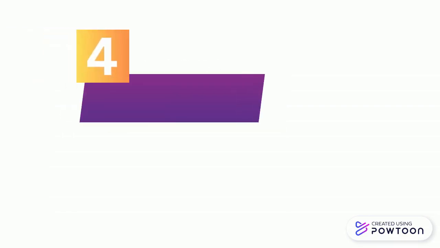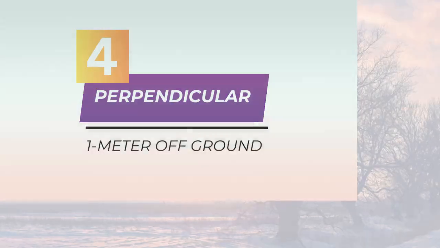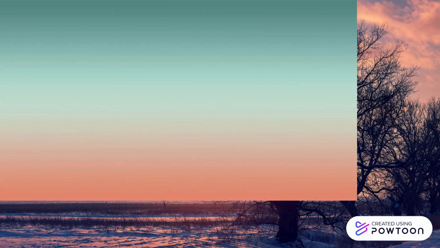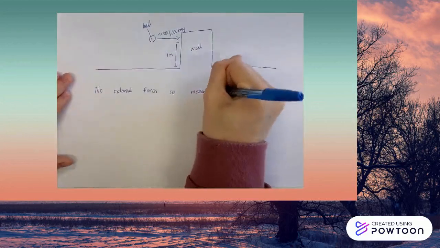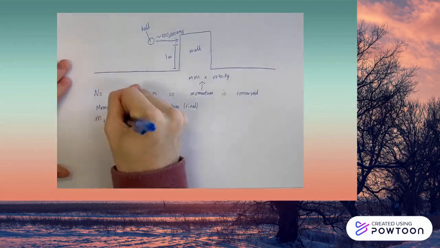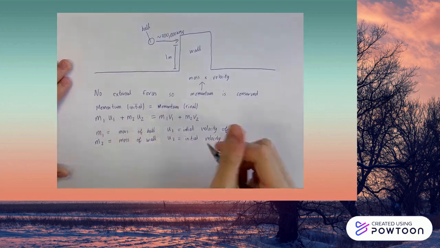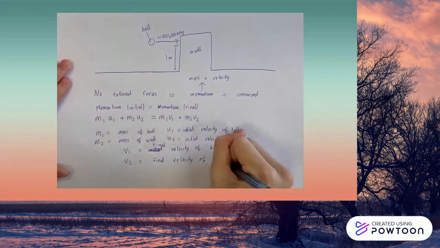Finally, let's assume that the ball hits the wall completely perpendicular to the wall and at 1 meter above the ground. Now that we've gotten that out of the way, let's set up our experiment. There are a few physics principles that we will apply. First of all, because we stated earlier that there are no external forces, momentum is conserved. We can set this up in an equation.